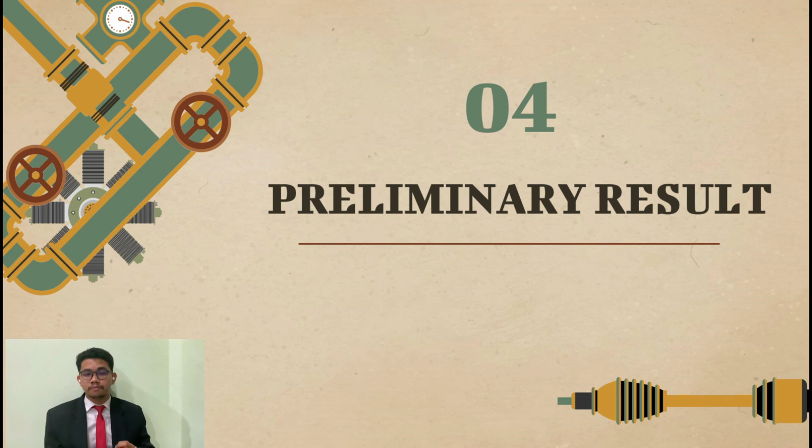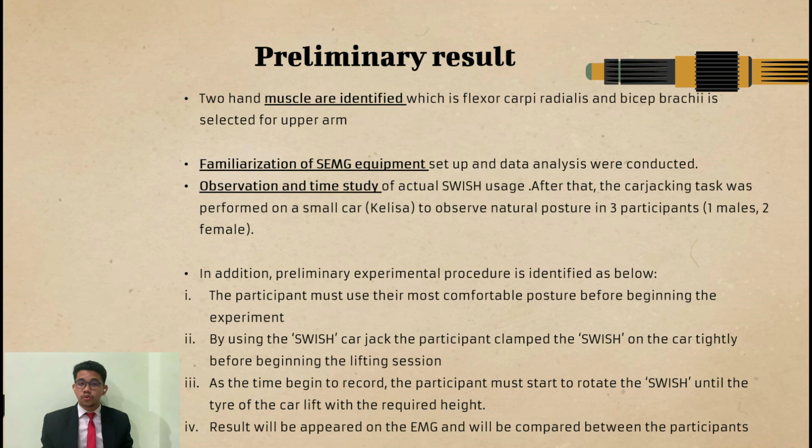The fourth main point is the preliminary result. Two hand muscles are identified, which are flexor carpi radialis, and biceps brachii is selected for the upper arm. Familiarization of the SEMG equipment setup and data analysis were conducted. Observation and time study of actual SWISH usage followed. After that, the carjacking task was performed on the small car known as Kelisa to observe a natural posture in 3 participants, which is 2 female and 1 male.